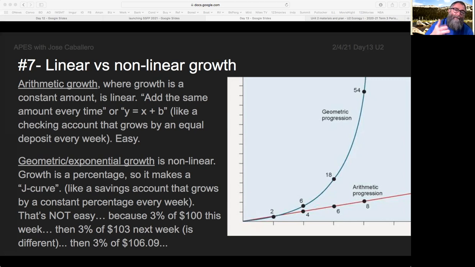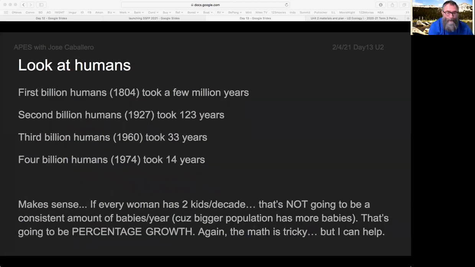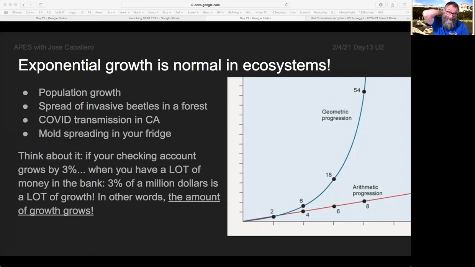It's basically because 3% of $100 would be $3 growth, but now you've got 103. So the next time that your account grows, it's by 3% of 103, which is a little bit more than $3. And then the next time it's 3% of $106. So the amount that's growing gets bigger at every iteration. So it changes the curve. It's called a J curve. And this is how ecosystems work. This is how populations grow. This is how invasive beetles spread through a forest. This is how COVID transmission works.